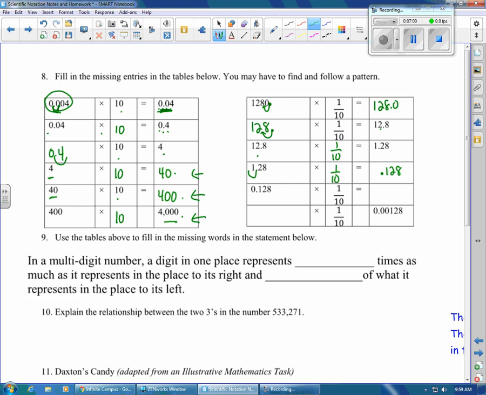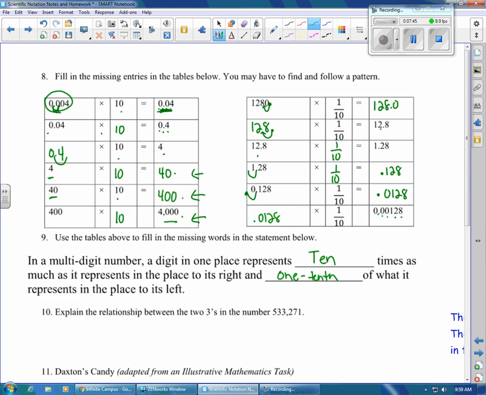Starting with my 128 thousandths, making it 10 times smaller, I'm going to have 0.0128. Starting with 0.0128 times 1/10, I'll have 0.00128. Now, if I were to do it again, I'd have 0.000. Again, my decimal just keeps moving one spot over to the left. So in a multi-digit number, a digit in one place represents 10 times as much as it represents in the place to its right, and 1/10 of what it represents in the place to its left.